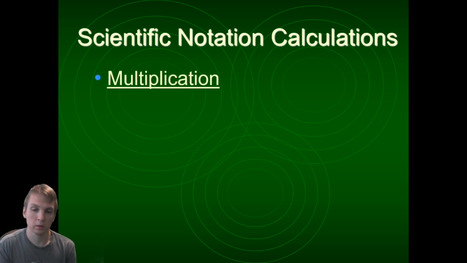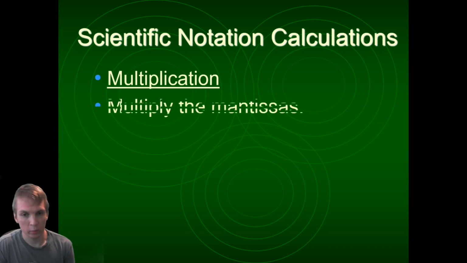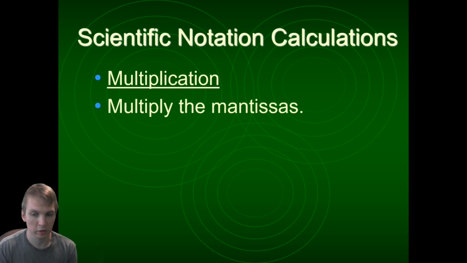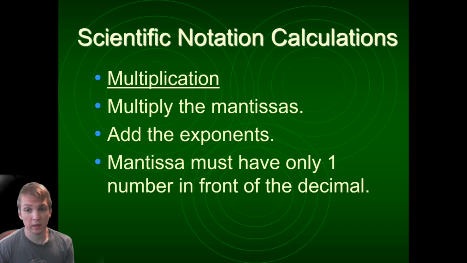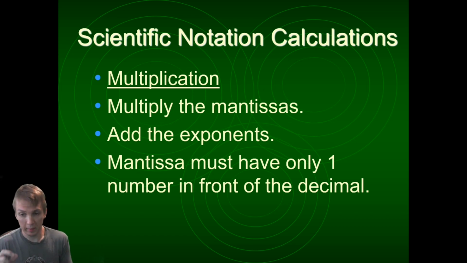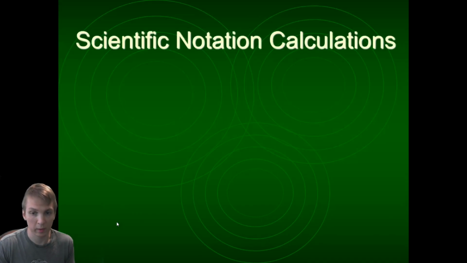So for multiplication, the rules are actually fairly easy. What you want to do is multiply the mantissas as if they're normal numbers. Just take the first mantissa, multiply by the second mantissa. You could even do it in your calculator if you want to. And then the next step is to add the exponents. You're not going to multiply the exponents, you're just simply adding them. But just remember that the mantissa has to have only one number in front of the decimal. So whatever number you get when you multiply the two initial mantissas, the mantissa in the answer must have only one number in front of the decimal. So just keep that in mind when we take a look at this practice problem here.